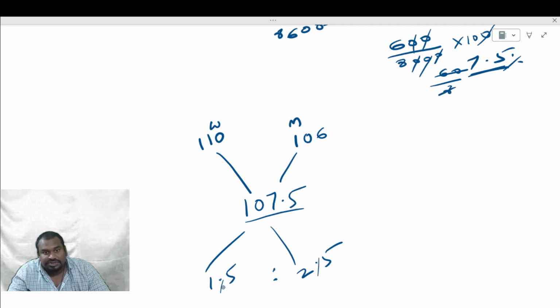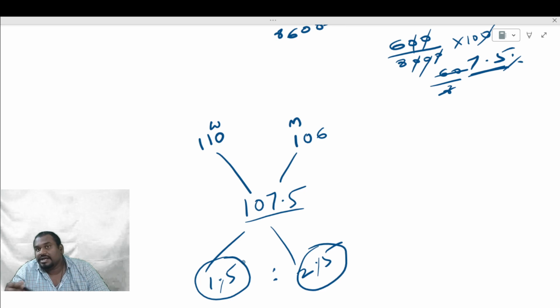So this ratio is nothing but, before the increment, what is the ratio of men and women population? That is 1.5 is to 2.5, which is 15 is to 25. Now again I can divide by 5, so it is 3 is to 5. So 3 is to 5 before the increment is their number.